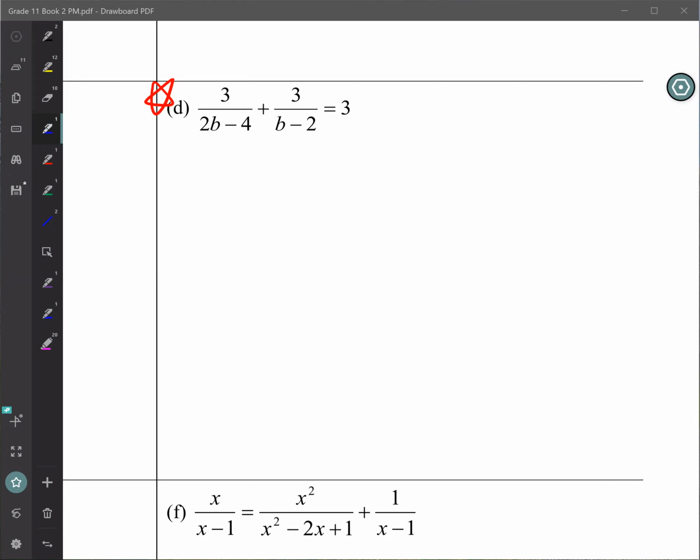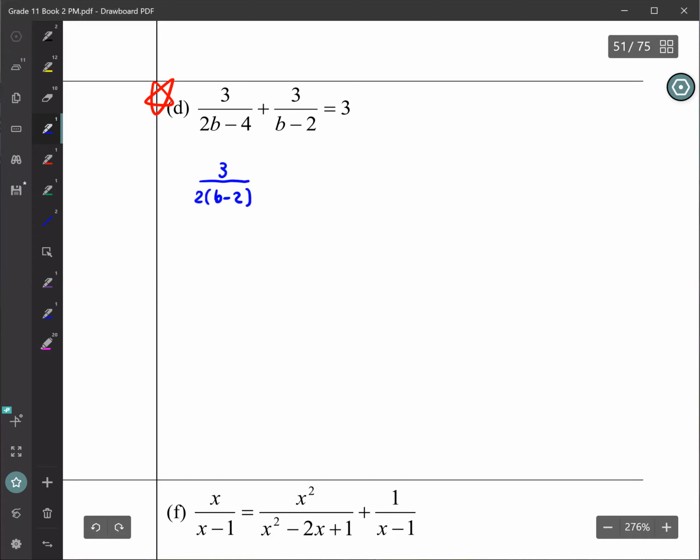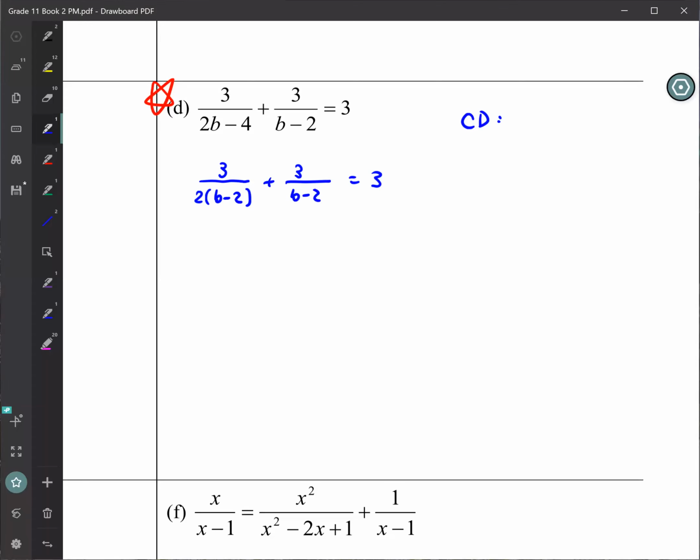Okay, which part can be factored? 2b minus 4. Okay, tell me what it becomes. 2 bracket b minus 2. Yeah, okay. Anything else can be factored? No. Okay, so after you factor, then you can start to find the common denominator. That way you get a more accurate common denominator. Otherwise, you would just pick this one and say that's the common denominator. Remember to always factor first.